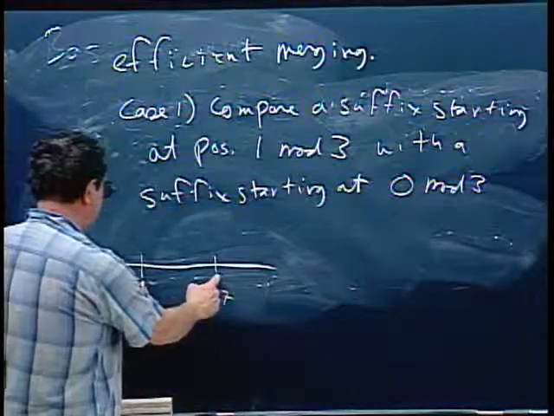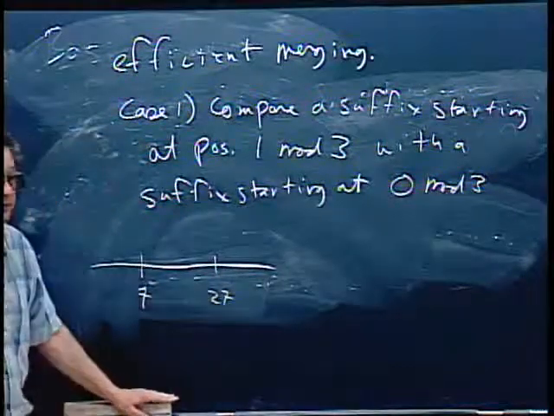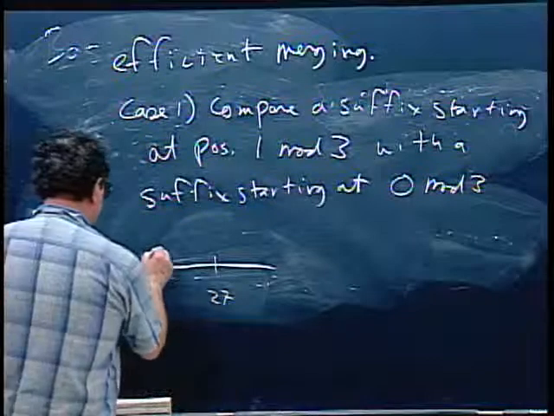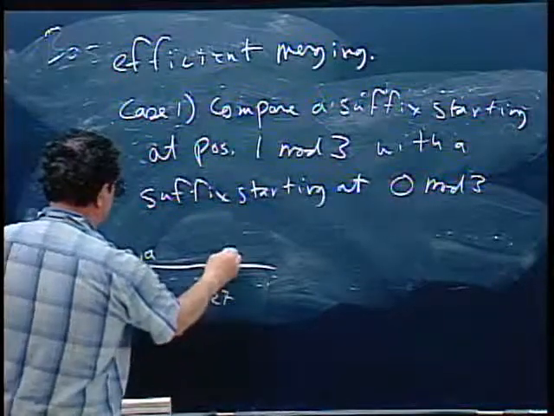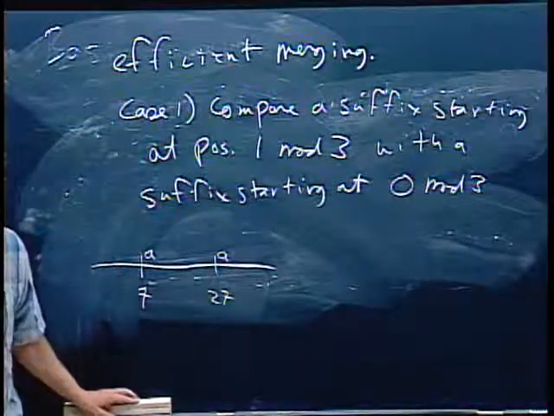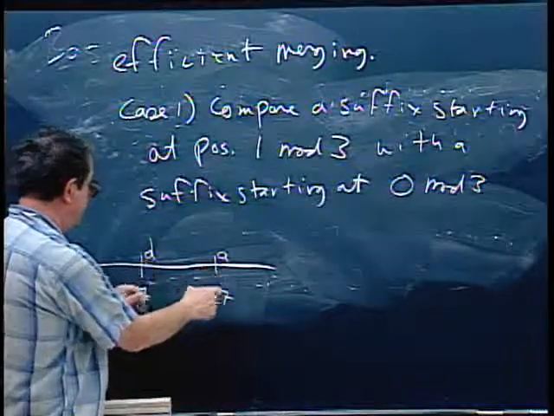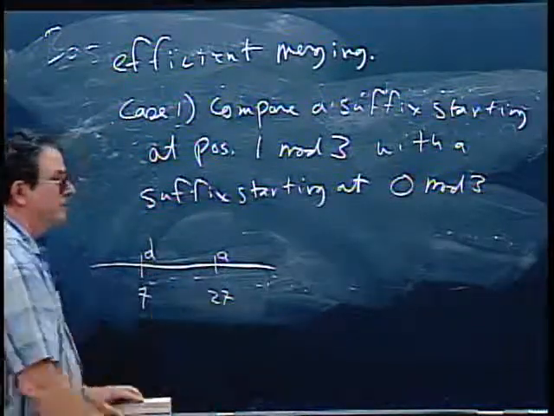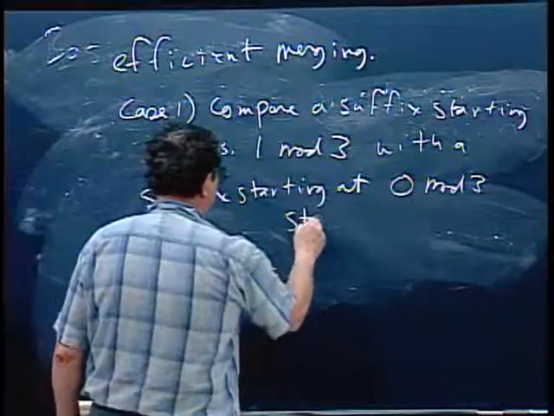And we want to know which of these suffixes is lexicographically smallest. Okay, we look at the first character that's there. Well, that first character is either equal or it's unequal. If it's unequal, then we know exactly which of these two substrings is lexicographically smallest. So start comparing.